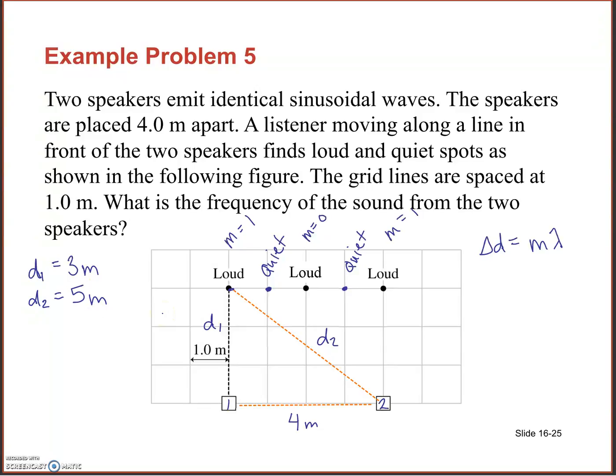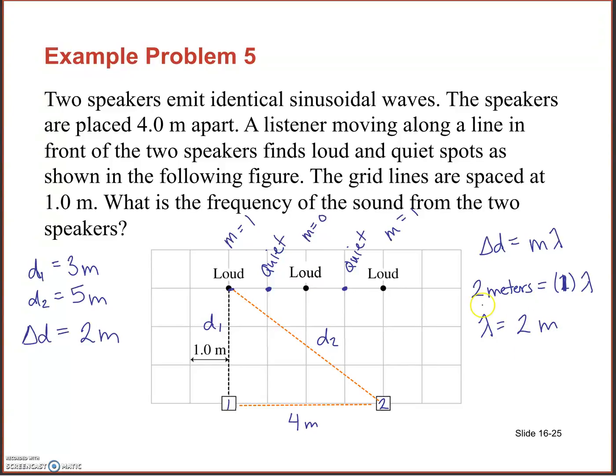So delta D, the path length difference, D2 minus D1 or D1 minus D2, it doesn't matter, I'm taking the magnitude, so 5 minus 3 is 2 meters. Now, according to this expression, I know that 2 meters, I'm going to write out the word meters because I have m's on both sides, equals m, which in this case is 1, times the wavelength. Which means the wavelength of our sound coming out of these speakers is 2 meters.